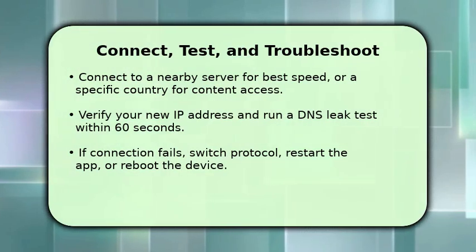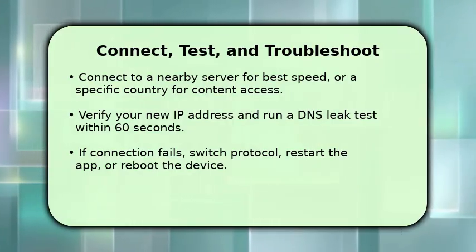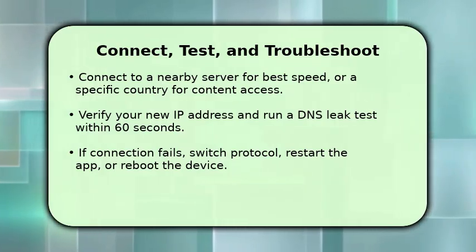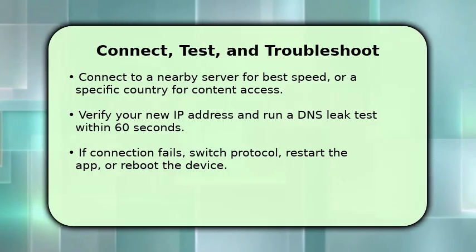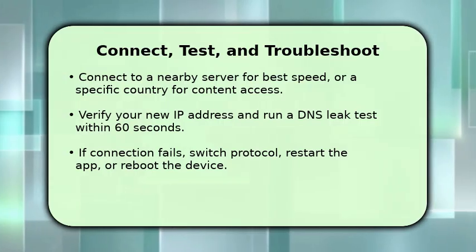Connect to a nearby server for best speed or choose a specific country for content access. Tap Connect and allow the VPN permission prompt to create the secure tunnel on your device. Verify your new IP address and run a DNS leak test within 60 seconds to confirm protection.